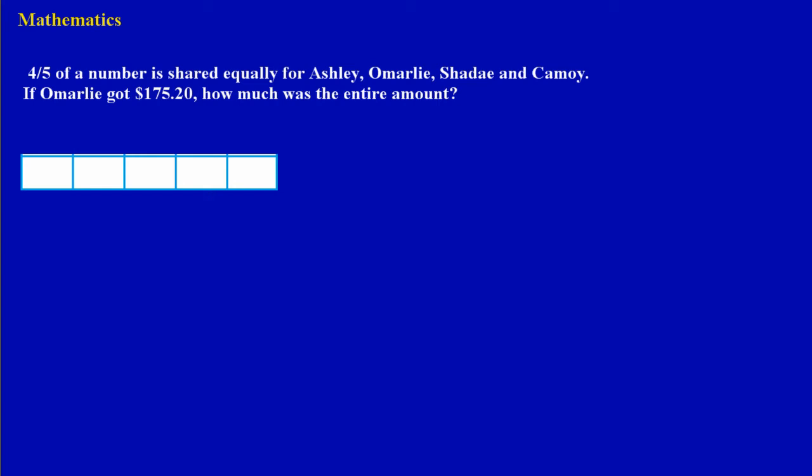Now, in this question, we have 4/5 of a number that is shared equally among Ashley, O'Malley, Shade, and Kamoy. If O'Malley got $175.20, we're asked how much the entire amount was. Basically, we're trying to find the total money that was shared.